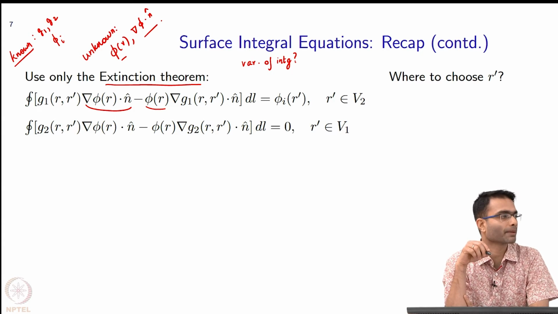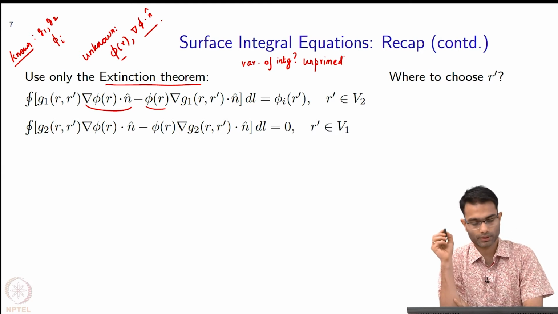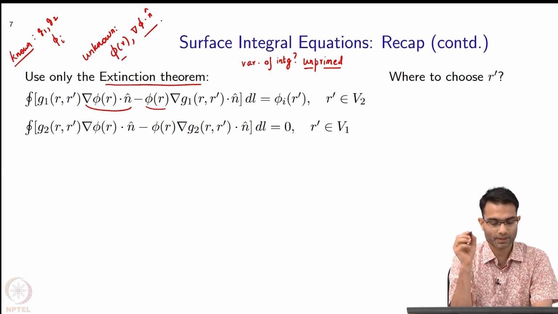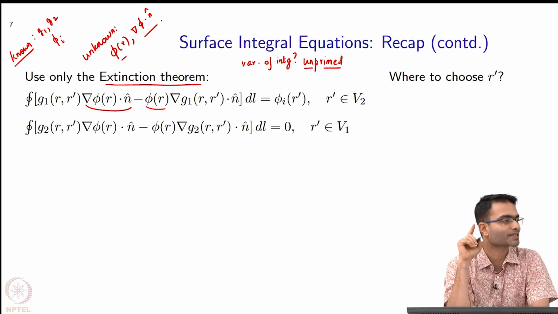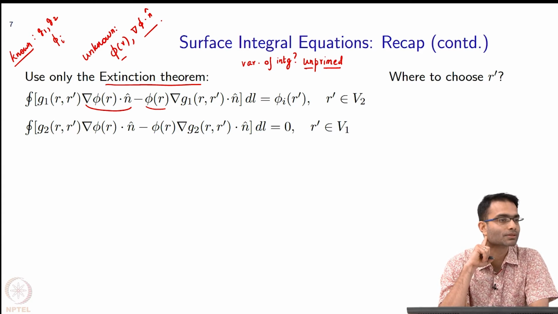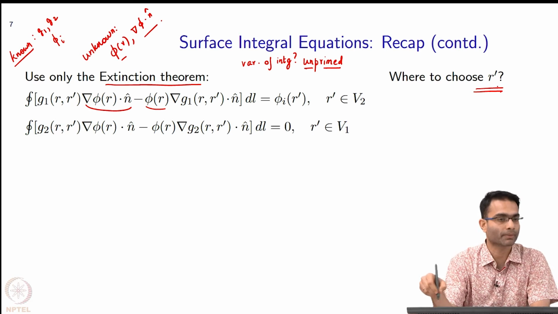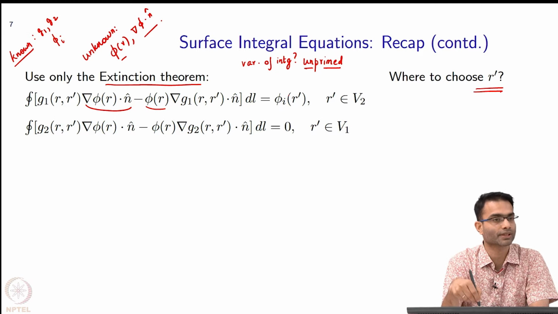Is it r or r prime? R, unprimed coordinates, right? That's indicated over here. So it's unprimed. Okay, that's important. So in this equation, there is one thing that has not yet been specified, and that is staring at us in the face: I didn't say anything about r prime, right? Unless I specify r prime, I can't actually evaluate this first or second integral.